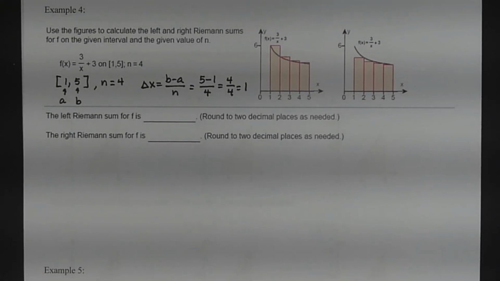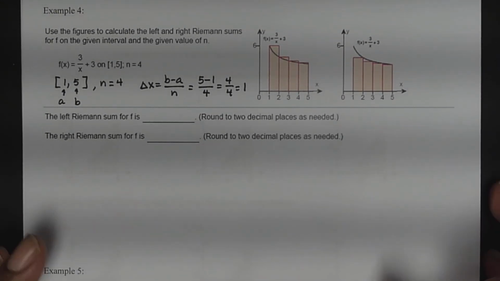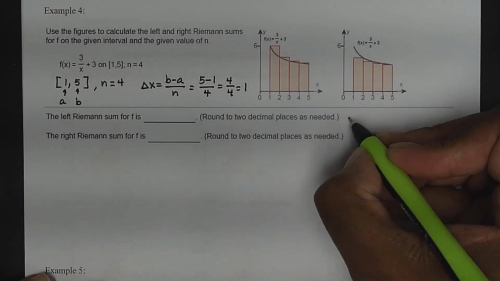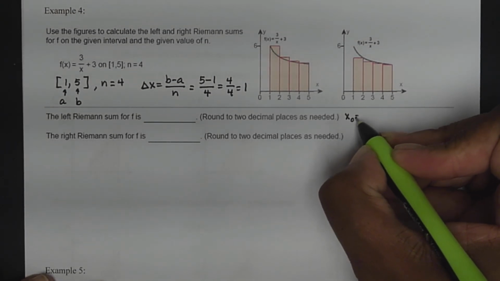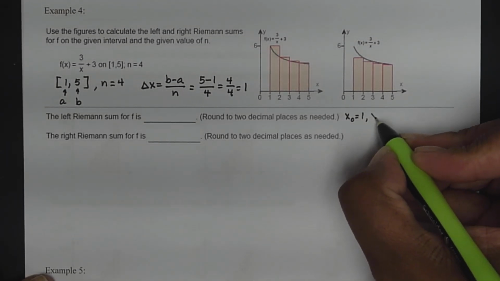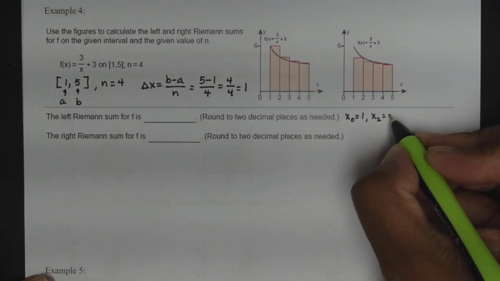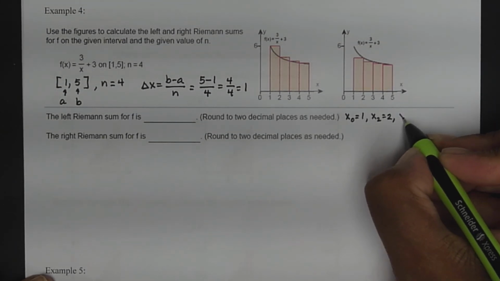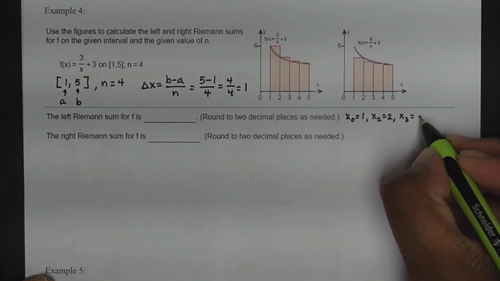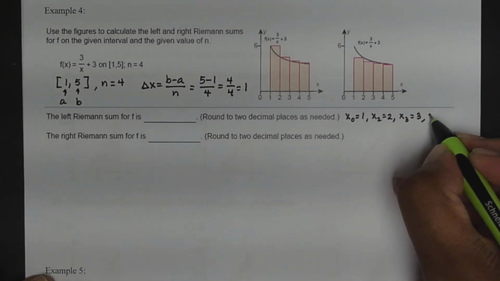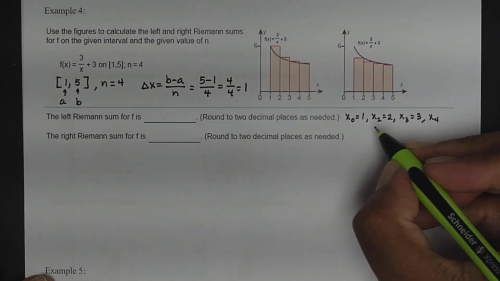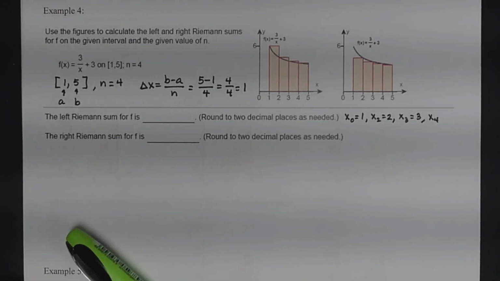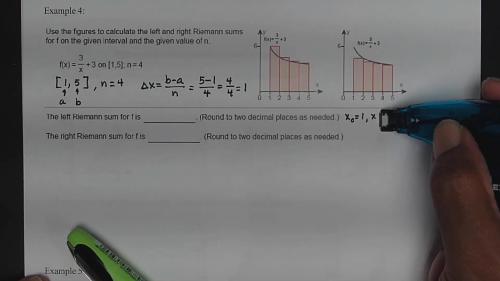So pretty much our grid points here would be x0, that's going to be what a is, that's 1. Then x2, that'll be 1 plus 1, that'll be 2. x3, 2 plus 1, that'll be 3. x4, wait a minute, I am so out of this one.